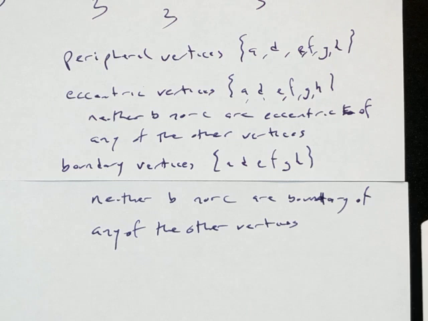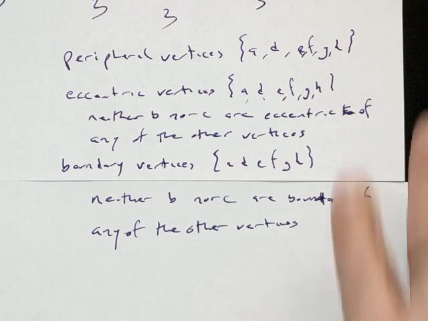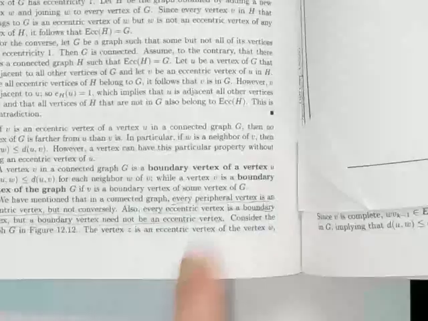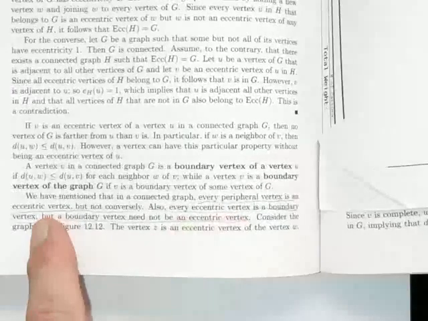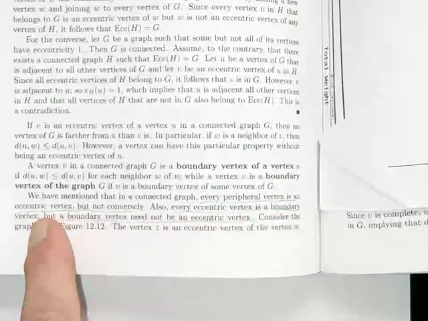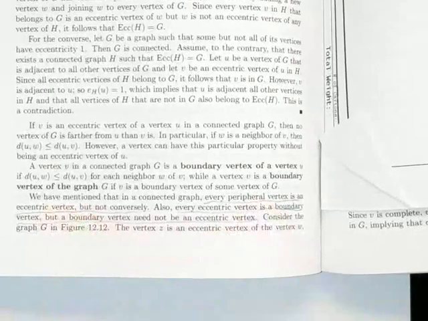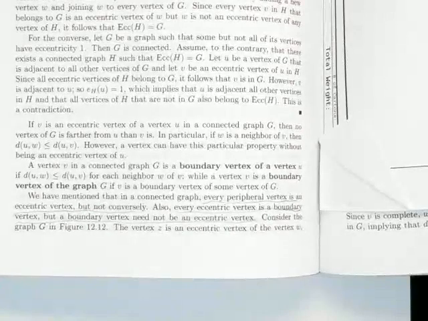You said like every peripheral vertex is a boundary. Bottom of page 336. Every peripheral vertex is eccentric. Every eccentric is boundary, but boundary may not be eccentric. Eccentric may not be peripheral. Yes. If it's peripheral, then it's eccentric. If it's eccentric, then it's boundary.